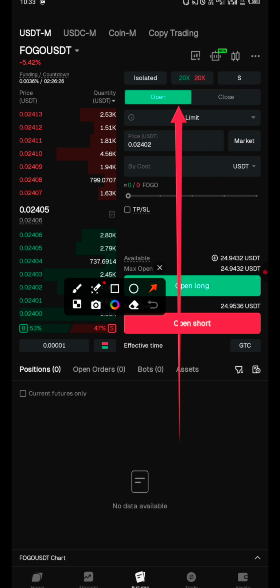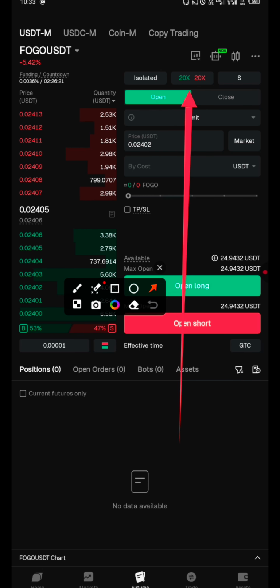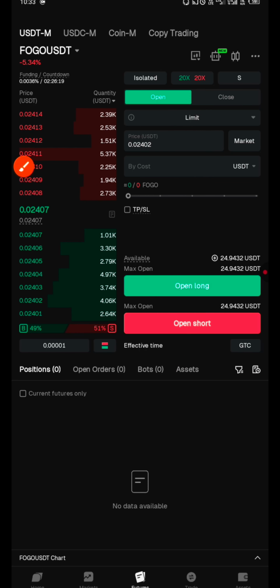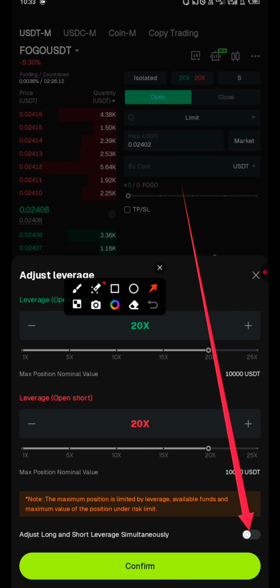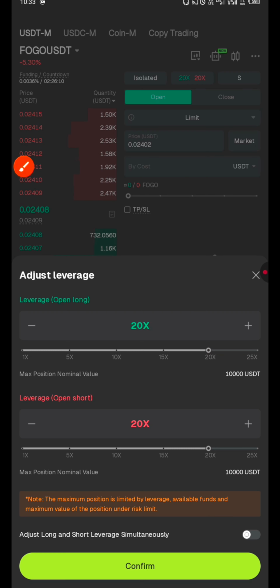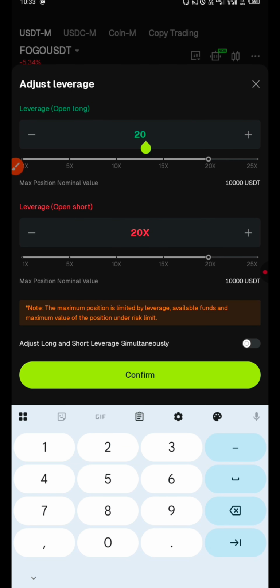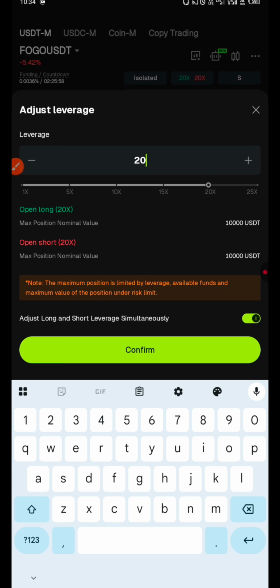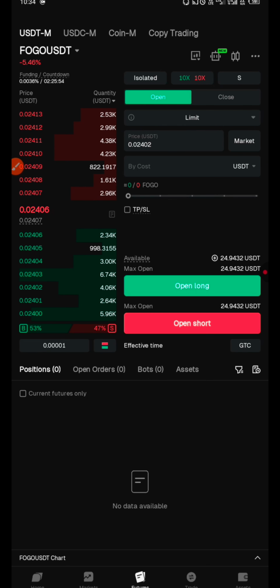I have already explained most of these in my previous videos, and I believe we all understand. So come to leverage. I don't want to go into the full explanation of leverage again, I've done that before. First of all, untick this button and put here 10, put here too 10. Then tick this button, it's changing to 20. Just tick the button, change this to 10 and then click on confirm.